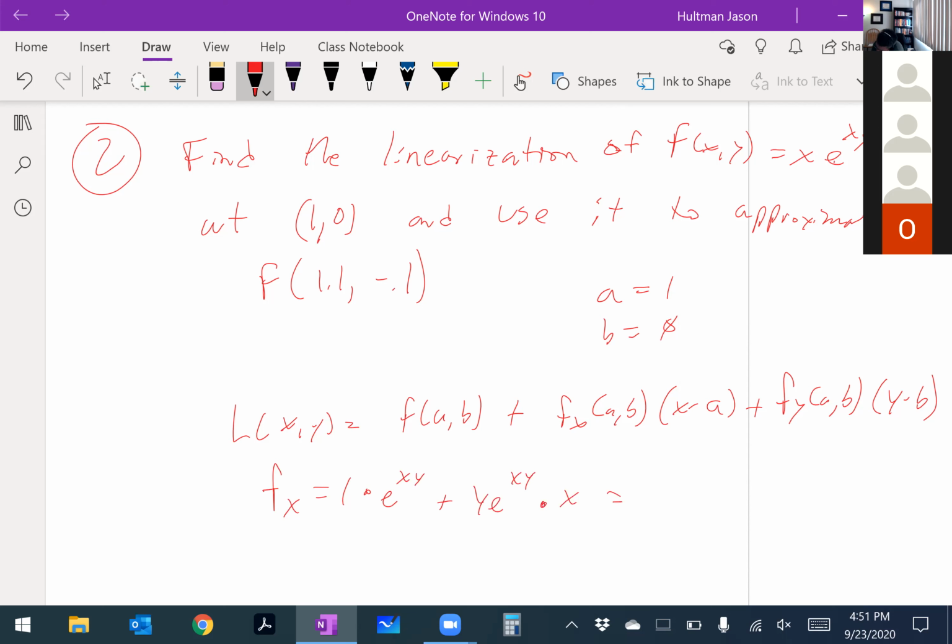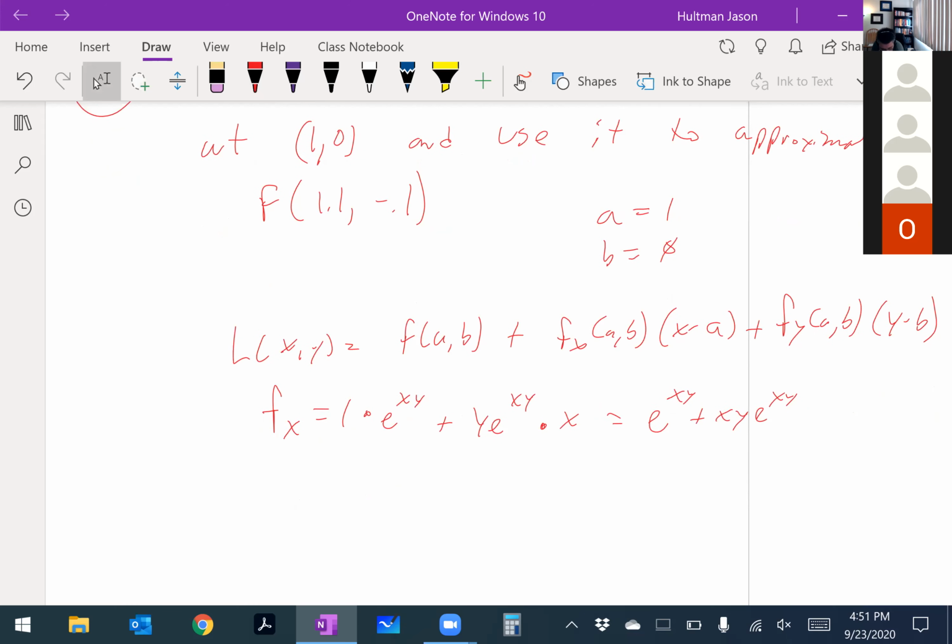So this equals e to the xy plus xy e to the xy. I could factor out an e to the xy if I really wanted to. I don't really have to, but e to the xy times 1 plus xy. So that's f sub x. What's f sub y?